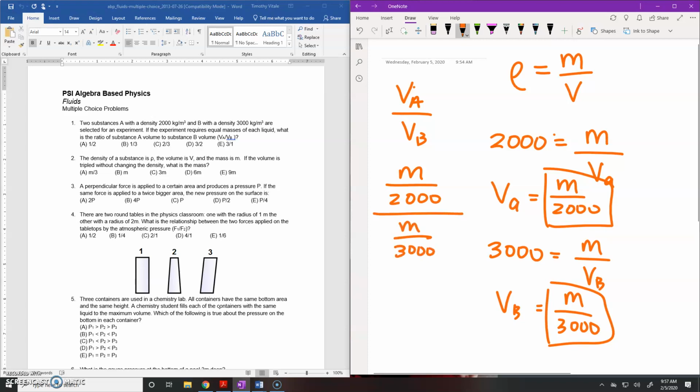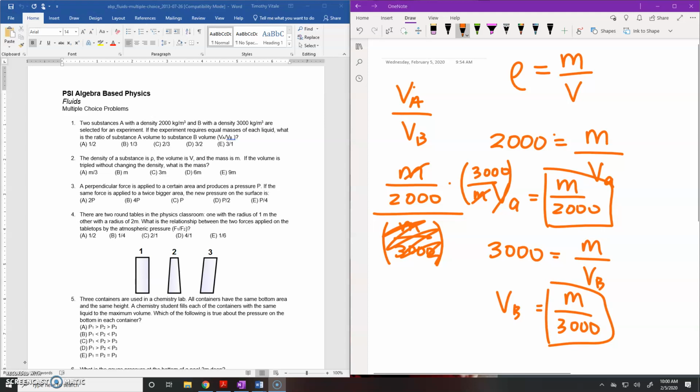Now I know you guys don't love fractions, especially when it comes to doing division with them. But remember, when you divide by something, it's the same as multiplying by the reciprocal. So if I take this denominator and multiply it over here by the reciprocal, that would be 3000 divided by M. Ignore this now because I just moved it. So that means the M's cancel and I have 3000 divided by 2000. Okay, so 3000 divided by 2000 is just 3 over 2, so the answer is D.